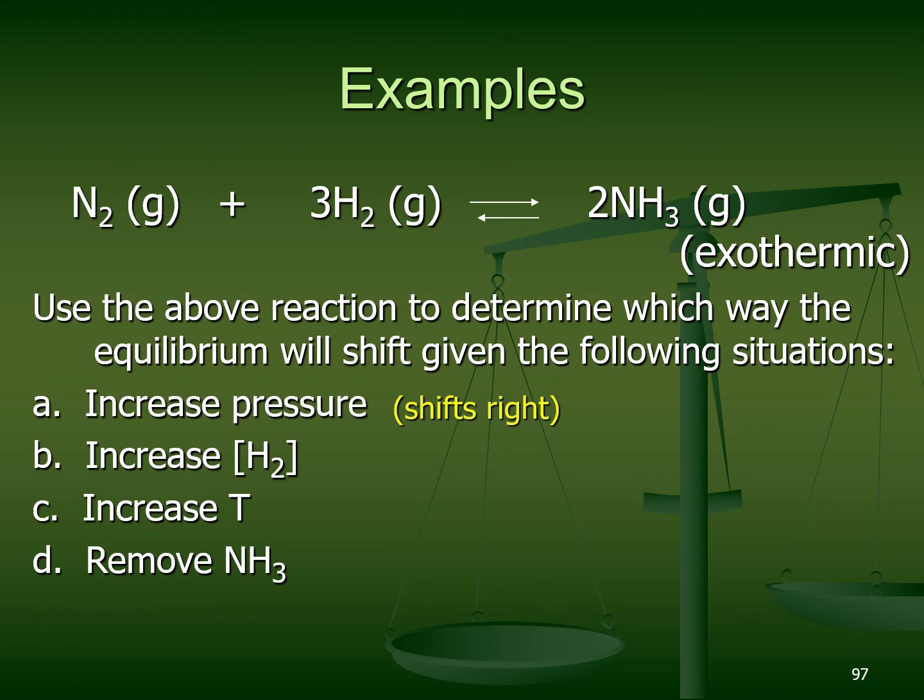What happens if you increase the H2 concentration? Well, increasing the H2 concentration is adding a reactant. It will try to shift away from that side, and so it will go to the right. Increasing the T. Well, if you increase the temperature, first you have to decide, is it exothermic or endothermic? So exothermic, that means heat is a product. So if you increase a product, it's going to shift to the left. If you remove NH3, which is again a product, it will shift toward that side, so it will shift to the right.